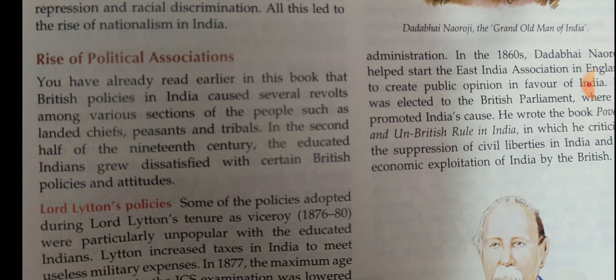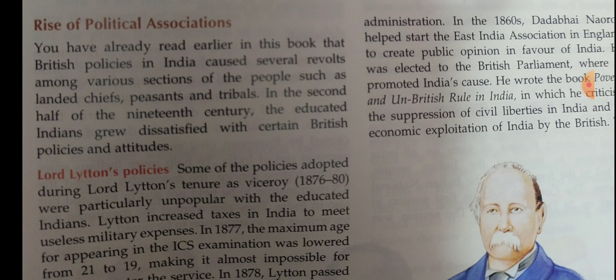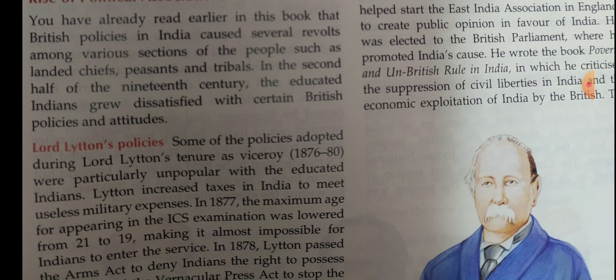And next we can see another controversial bill, that is the Ilbert Bill. Viceroy Lord Ripon, who succeeded Lord Lytton, introduced the Ilbert Bill. The bill permitted Indian judges to try Europeans in district level courts, and the Europeans opposed this bill. So the Europeans strongly opposed the bill, clearly showing their racial arrogance.